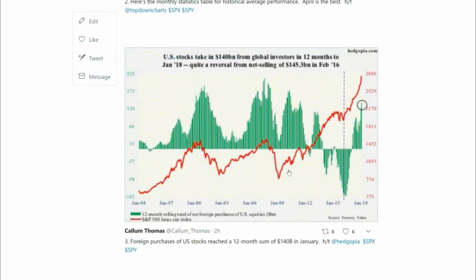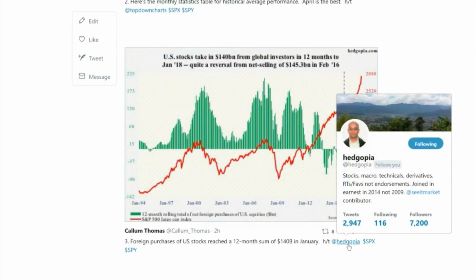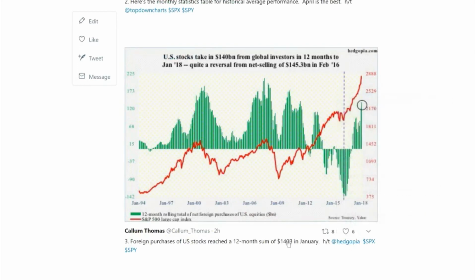This one here is from Hedgopia. He's got some pretty interesting charts, so I highly recommend that you follow that account if you're not already.